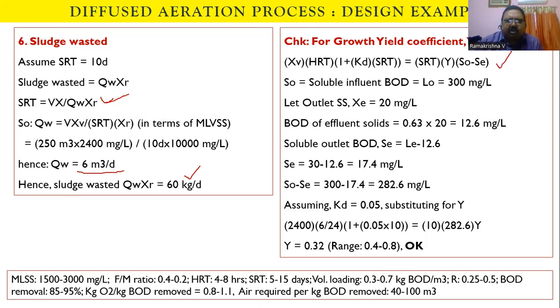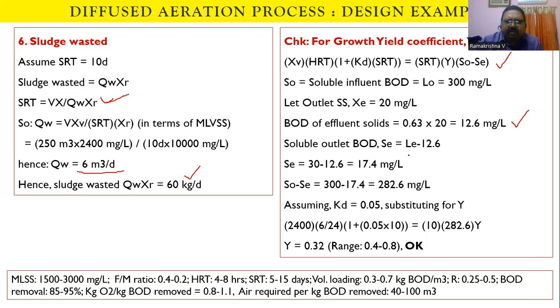S0 is the soluble influent BOD, which is equal to the 5-day BOD, 300 milligram per liter. SE is the effluent soluble BOD. To calculate the soluble effluent BOD, we need the outlet suspended solids. Normally, the outlet suspended solids will be around 20 milligram per liter, a very small value. And from that, the BOD of effluent solids you can calculate. So this is 63% of the effluent solids, 12.6.